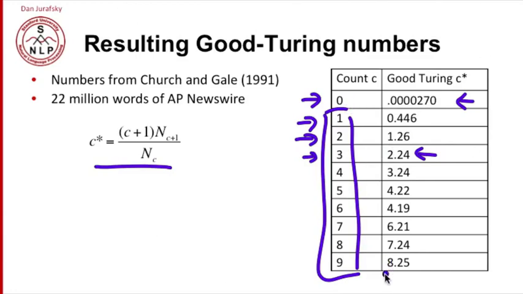And the last thing I want to leave you with is a question: what's the relationship between each of these original counts C and these counts C star? Do you notice any general relationship?